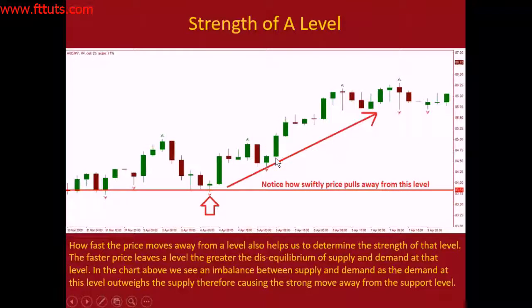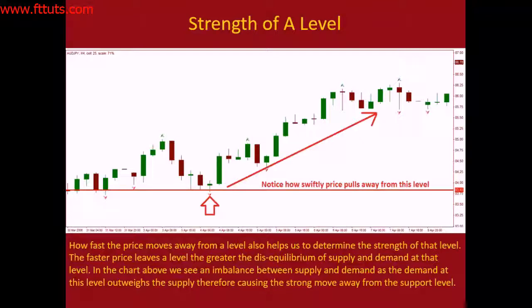Another way to determine the strength of a level is how fast the price moves away from it. The faster price leaves a level, the greater the disequilibrium of supply and demand at that level. So basically, when the market bounces off a level and moves away rapidly and quickly, that's because there was so much buying pressure, or imbalance of supply and demand, at that level.